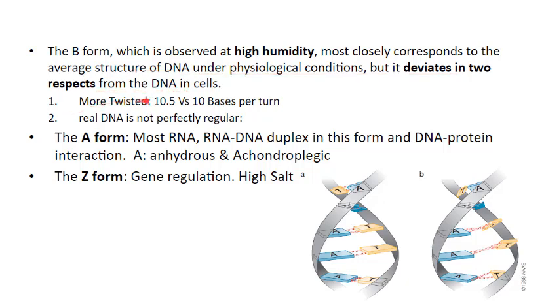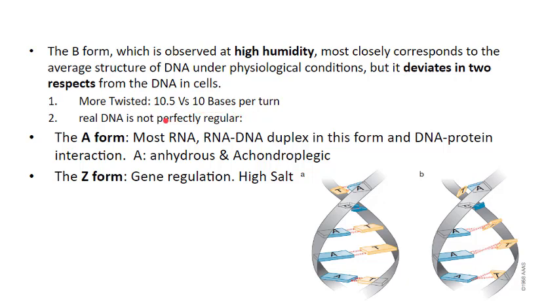You can see that B DNA has 10 bases per turn, but DNA that is present inside the cell is a little more twisted. That means it has more bases per turn. It has 10.5 bases per turn. And then real DNA is not perfectly regular. Some bases will pop out, or somewhere it will not be exactly 10.5, somewhere it will be less. So a little bit of variation is there. To understand that variation, we need to go over other structures of DNA. Then we will have a composite image of DNA in our brain.